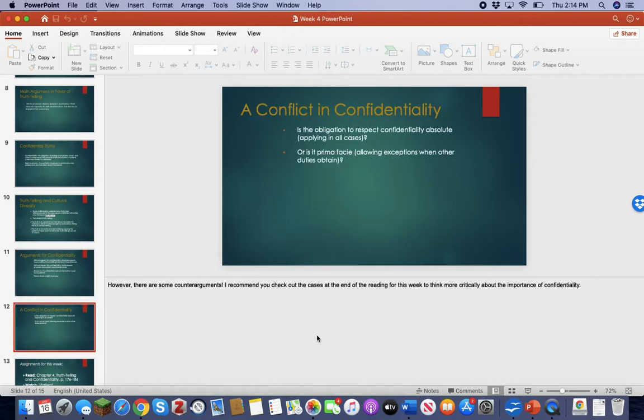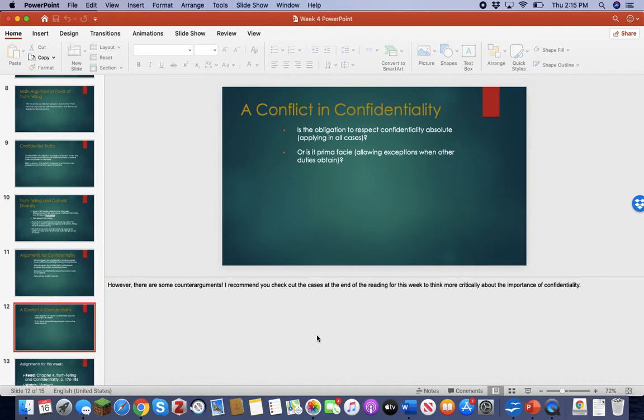However, there are some counter-arguments to this. I recommend you check out the cases at the end of the reading to think more critically about the importance of confidentiality. And so our questions are, is the obligation to respect confidentiality absolute and applying in all cases? Or is it prima facie, allowing exceptions when other duties obtain?